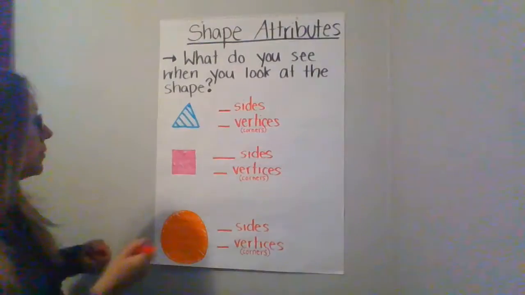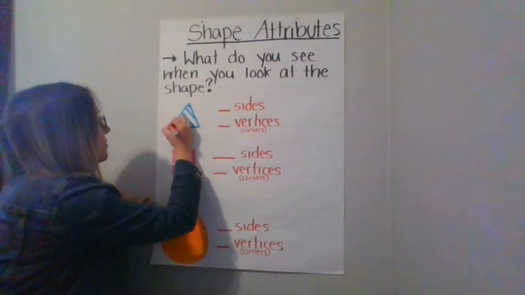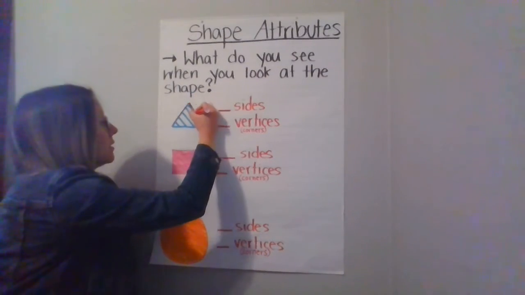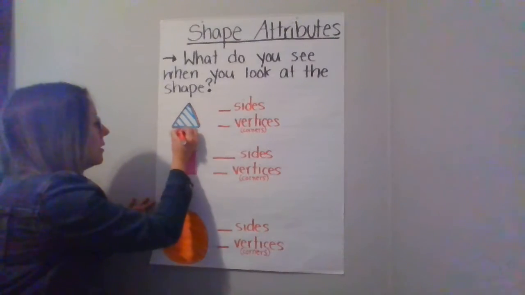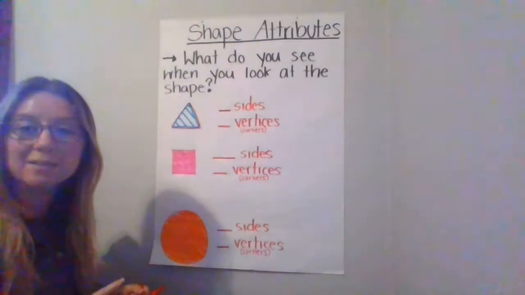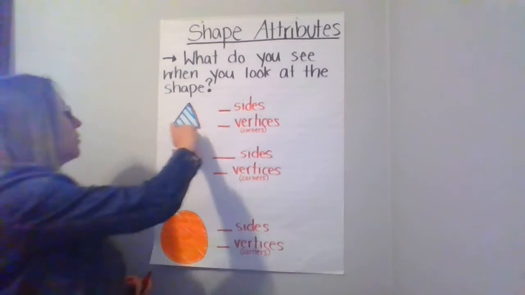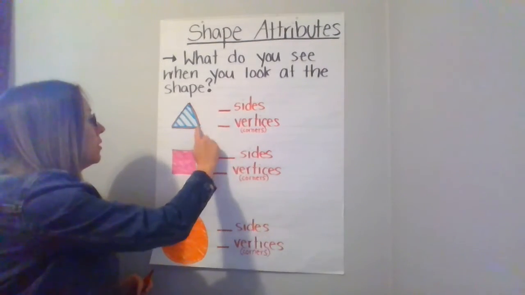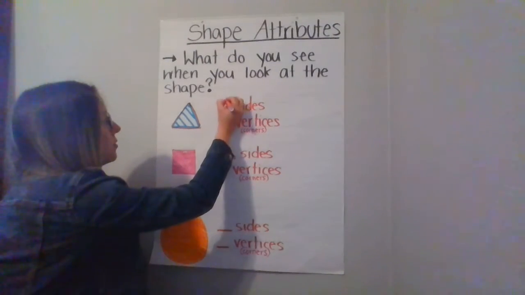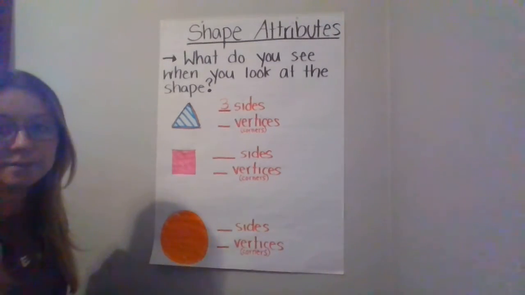Okay, so let's look at this shape right here. How many sides? Well, this is a side, this is a side, and this is a side. I can kind of run my finger along the sides. They are lines. So 1, 2, 3. Okay, so this shape has 3 sides.